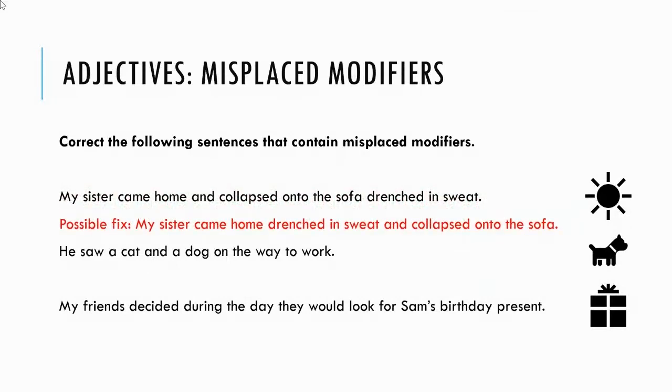My sister came home and collapsed onto the sofa, drenched in sweat. This sentence makes it unclear whether the sister was drenched in sweat or the sofa was drenched in sweat. One possible fix can be written as, my sister came home drenched in sweat and collapsed onto the sofa. Notice how this clarifies that the sister was drenched in sweat.